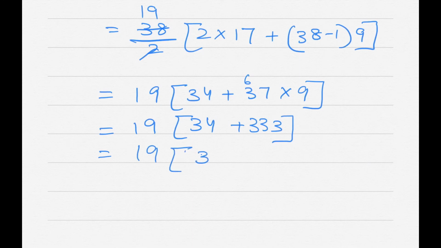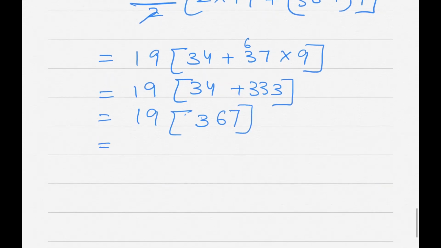367. Okay, so now I get this 19, 7 times 3 and then 6 times and then plus 3. So this will be 7 and 57 and then 69. So this is my answer.